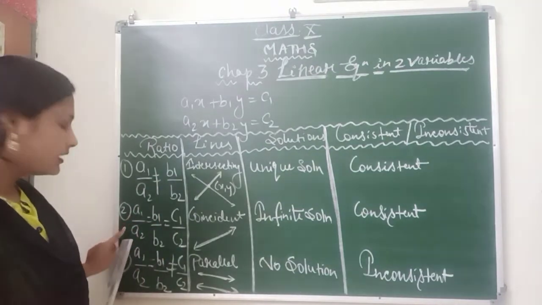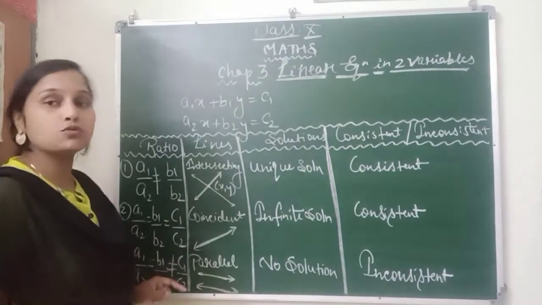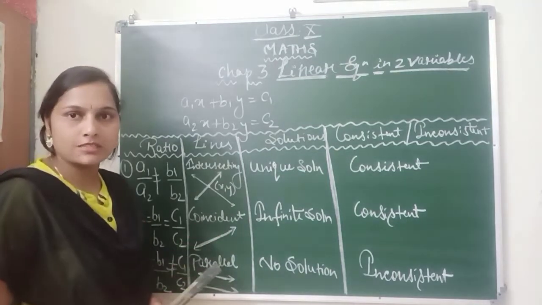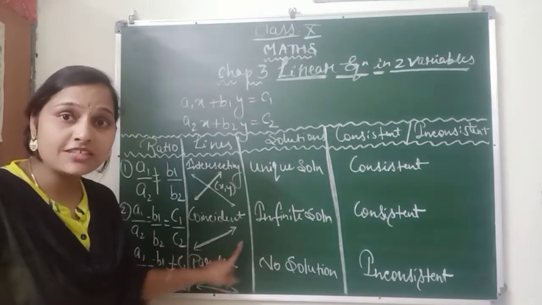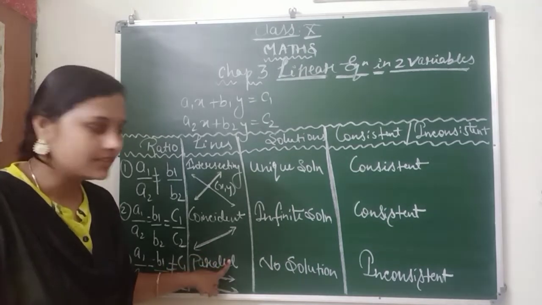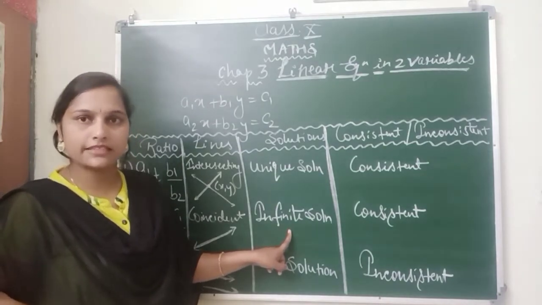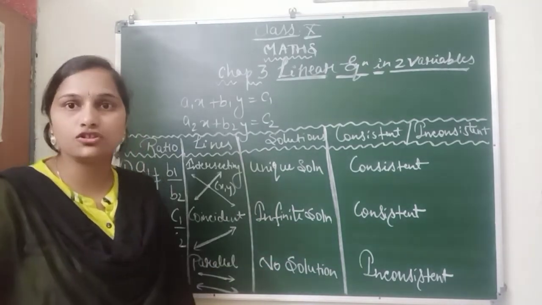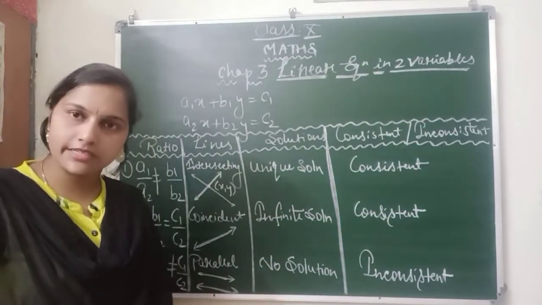Now next, if you observe that a1 upon a2 equals b1 upon b2 equals c1 upon c2, meaning all three ratios are equal, then we will get coincident lines, meaning both lines overlap each other. Since every point is common to both coincident lines, we will get infinite solutions. There are infinite intersecting points of both the lines. Since we are getting solutions, it is consistent.